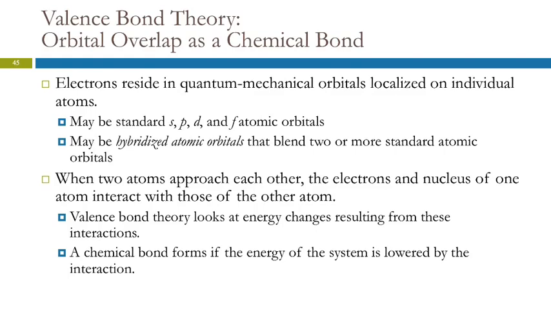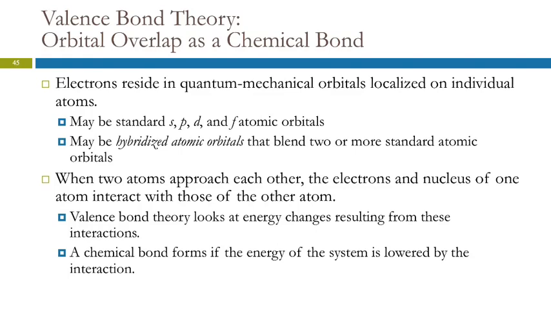As two atoms approach each other, the electrons and nucleus of the one atom are going to interact with the electrons and the nucleus of the other atom. There's going to be attractions and repulsions. Valence bond theory looks at the energy changes that result from those interactions. If the interactions result in a net lowering of energy, then a bond forms. If it does not, then a bond will not form.